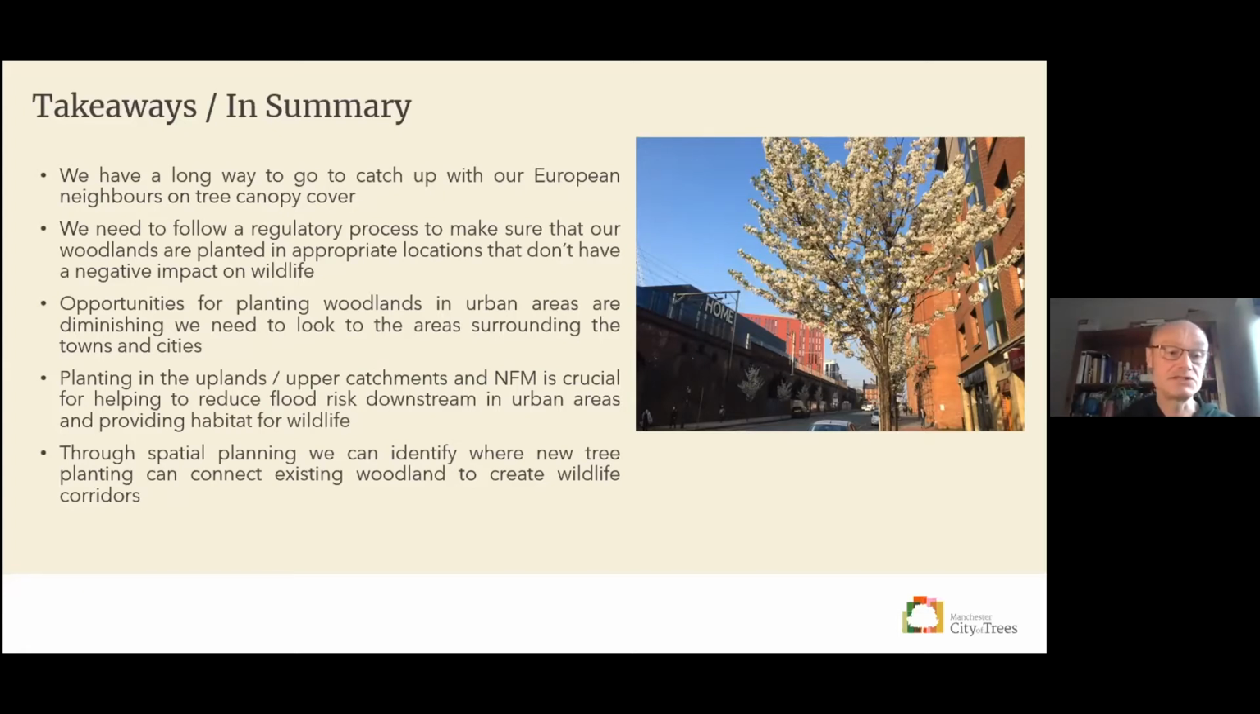And we need to use spatial planning to make sure that we use our resources wisely so that we get the most out of our investment in terms of a whole range of ecosystem services, and of course, not least of all, creating places for wildlife and new wildlife corridors.